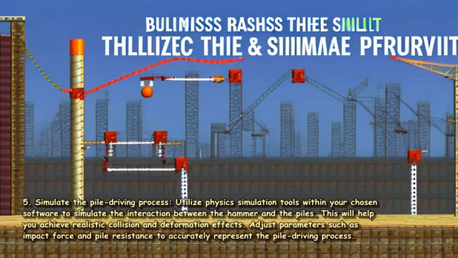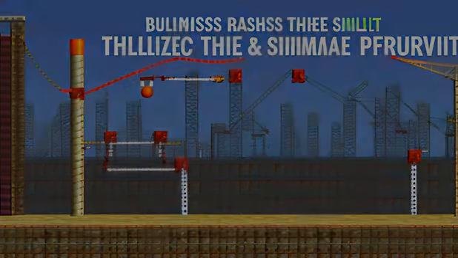Utilize physics simulation tools within your chosen software to simulate the interaction between the hammer and the piles. This will help you achieve realistic collision and deformation effects. Adjust parameters such as impact force and pile resistance to accurately represent the pile driving process.